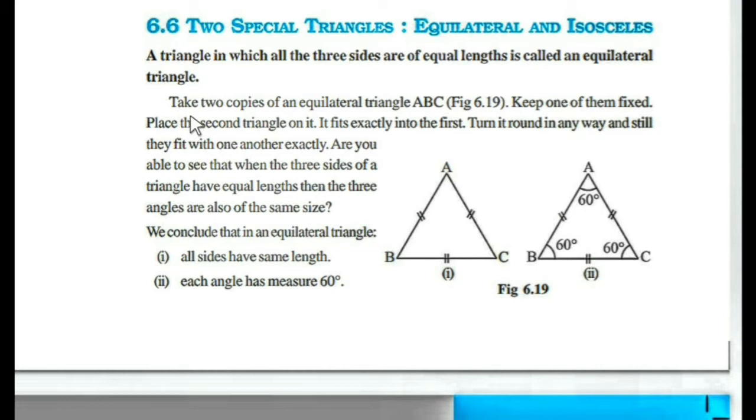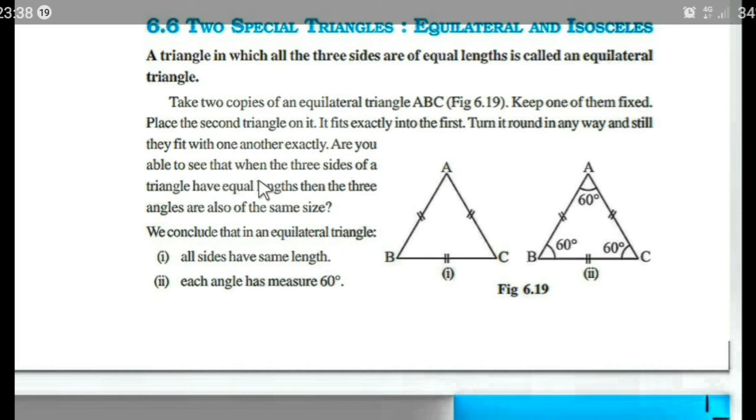We will do one activity here. Take two copies of an equilateral triangle ABC. Keep one of them fixed. So, we have to make two copies of the equilateral triangle here. One you will keep fixed and place the second triangle on it. It fits exactly into the first. The second triangle will exactly fit on the first one. Turn it round in any way and still they fit with one another exactly.